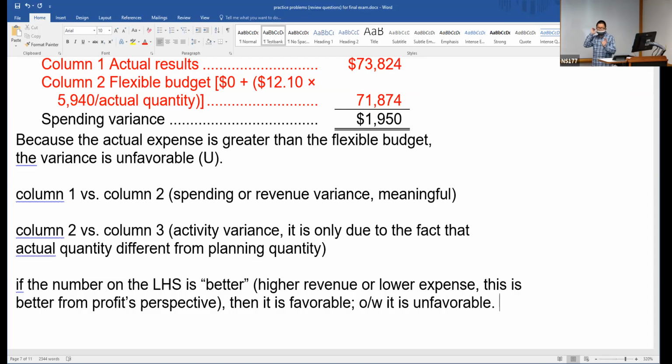Because if we think about the total variance, when we compare column 1 and column 3, we call this the total variance. And this works the same way: if the number on the left, which is the actual result, is better, then we call this a favorable variance. Because now our actual revenue will be higher, or our actual costs or expenses will be lower.